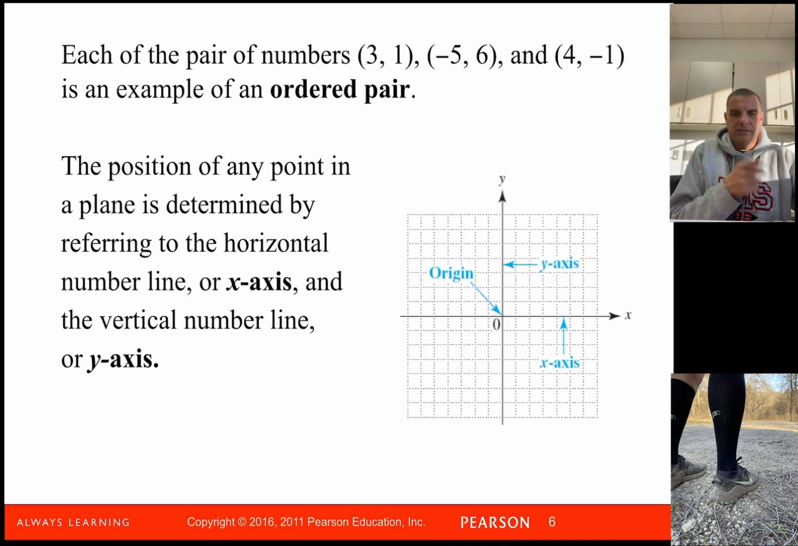The x-axis goes this way, the y-axis goes this way. Your x-coordinate is first, your y-coordinate is second. So for (3, 1), you're over 3, up 1. For (-5, 6), you're over -5, up 6. For (4, -1), and so on and so forth. Where they come together is the origin. Again, we've got the x-axis and the y-axis.